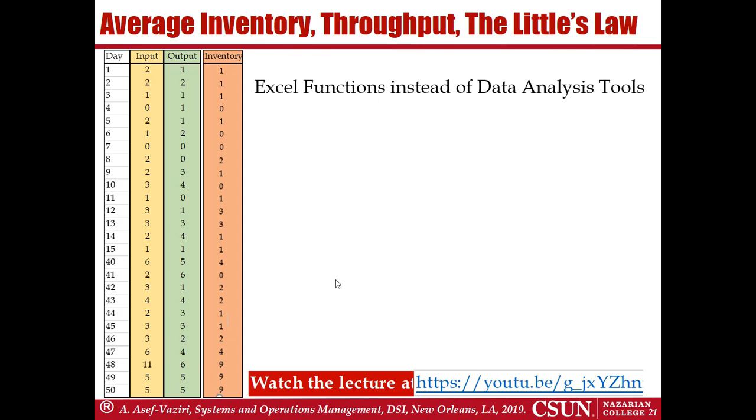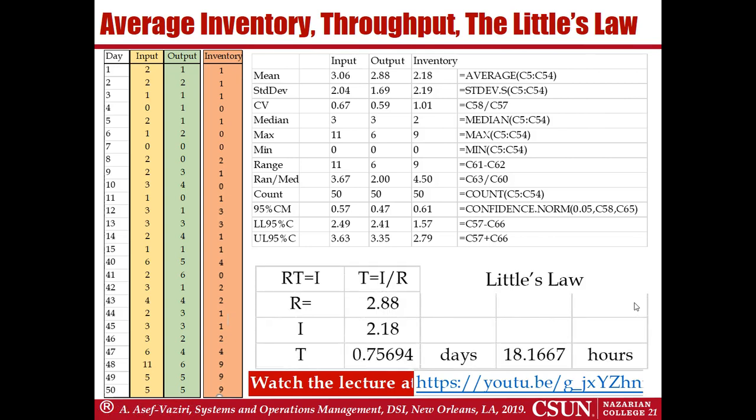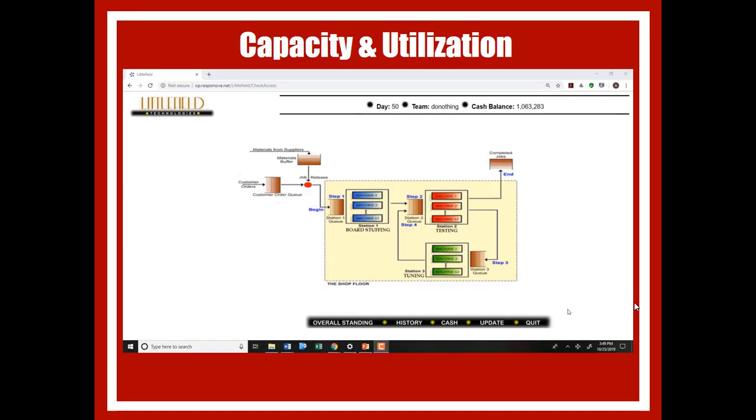As I said, I don't use data analysis. I mainly use Excel functions. Here are the descriptive statistics using Excel functions, and based on Little's law, throughput times flow time is equal to inventory, and therefore flow time is inventory divided by throughput. And before the game starts, they know if they need to make a decision as soon as the game starts or not. Then here we have capacity.